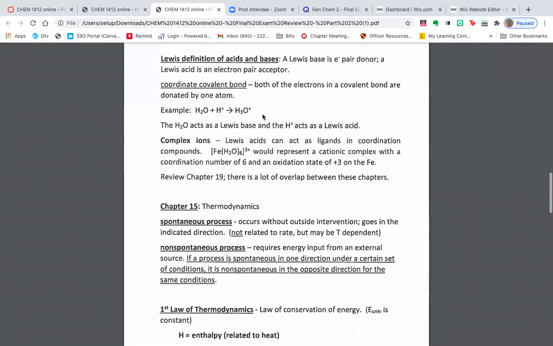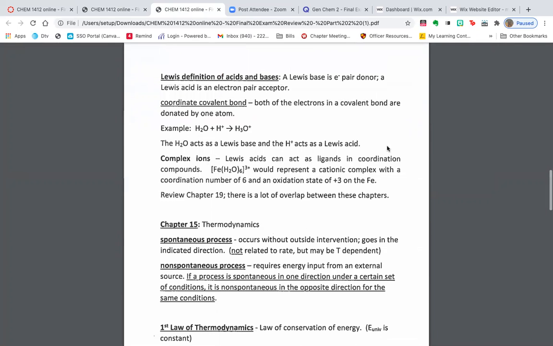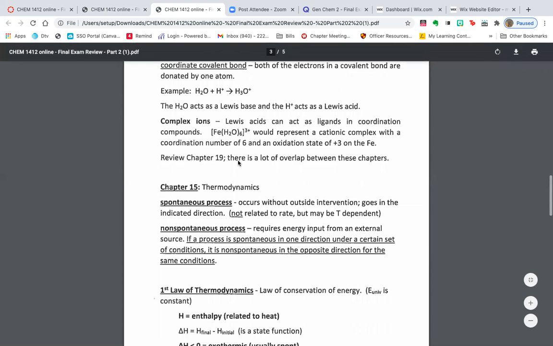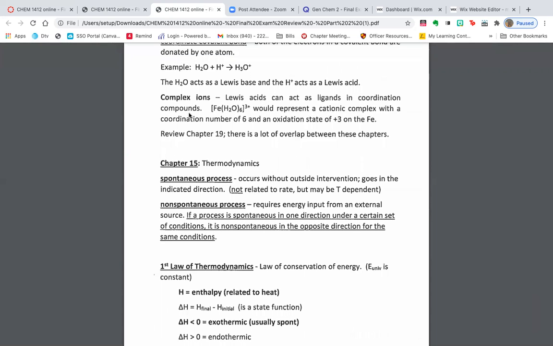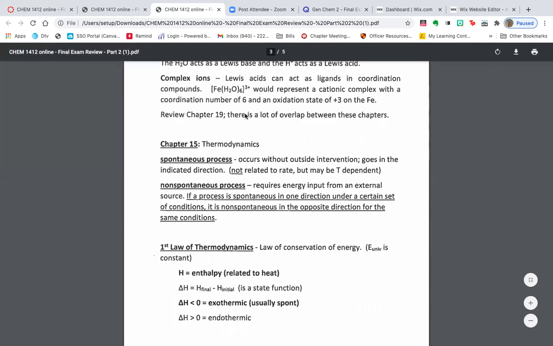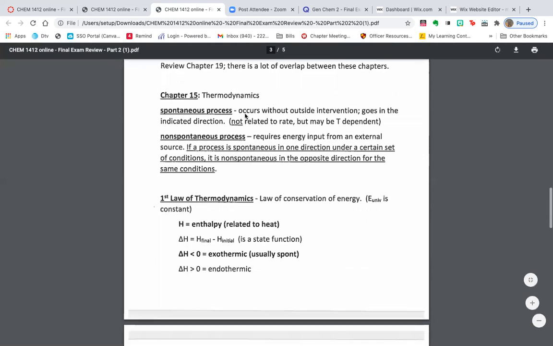Also be sure to look up conjugate bases and acids. Those are a decent chunk of the exam as well. And that will help you gain a better understanding for when any acid-base problem is asked. Complex ions: you can look up a picture if you need more information on that. It's kind of hard to explain in words.